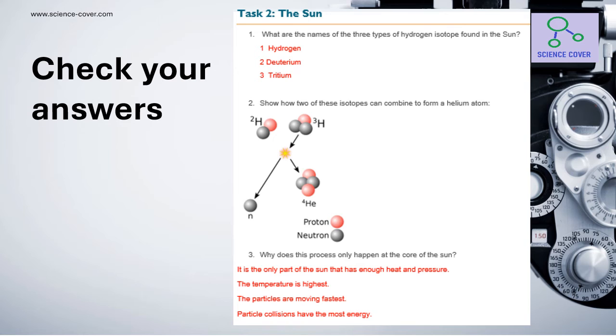Why does this process only happen at the core of the sun? It's the only part of the sun that has enough heat and pressure. The temperature is at its highest, which means that the particles are moving fastest, and the particle collisions have the most energy.